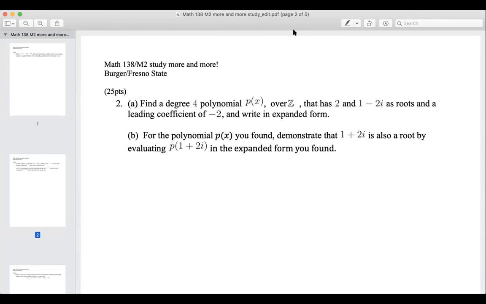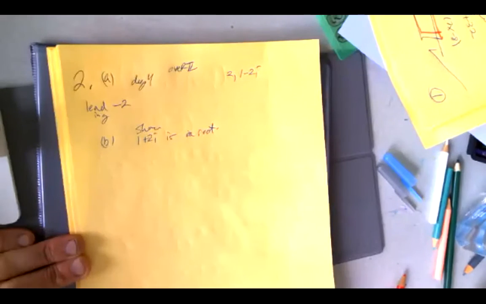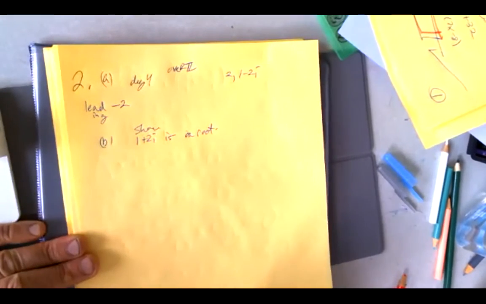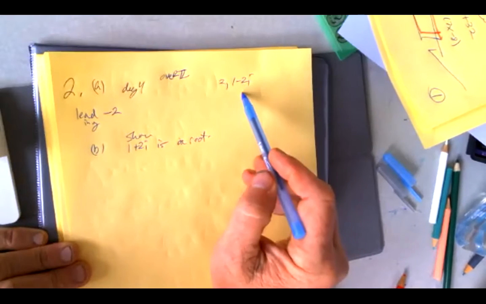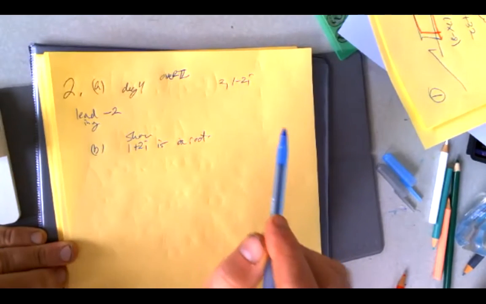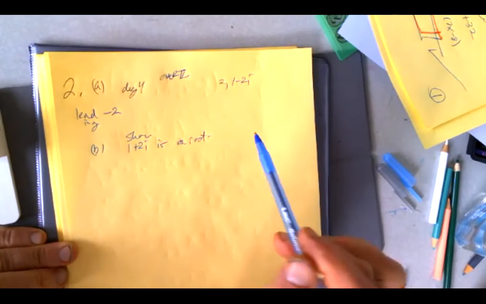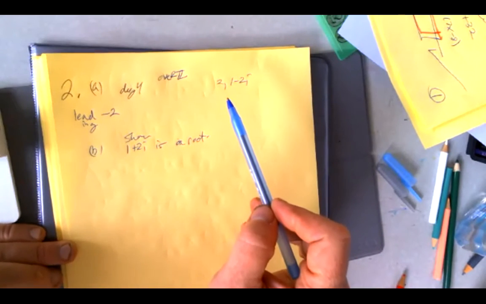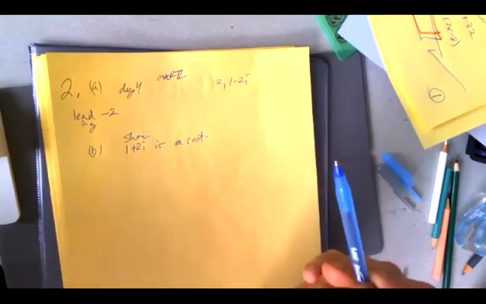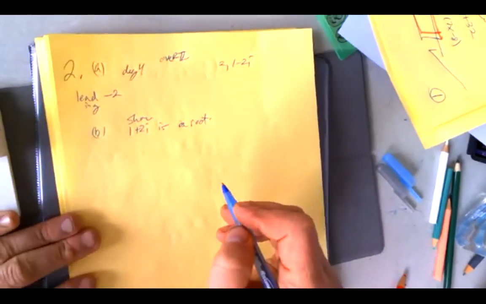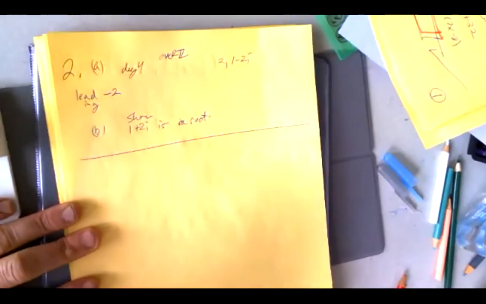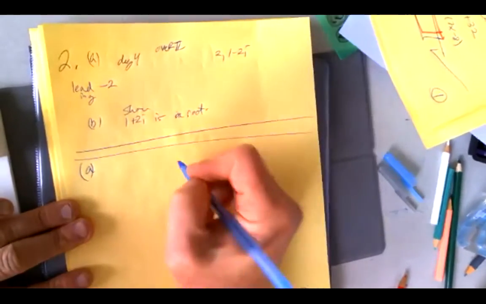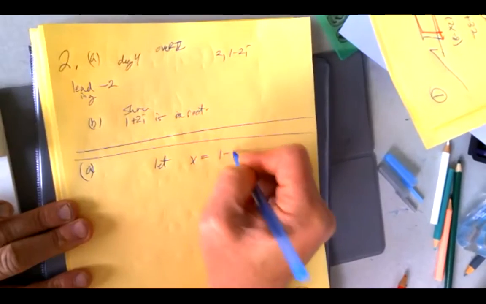So I'm going to tackle this now. Degree 4. Let me ask you this question. How much degree is the 1 minus 2i going to give me? 2. Exactly. So do you see what you're going to have to do to the 2 term? You're going to have to square it. Exactly. Beautiful. So that's a good sign. You answered that pretty quick, actually. So let x equal 1 minus 2i.